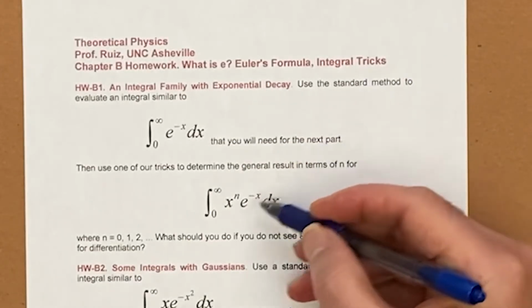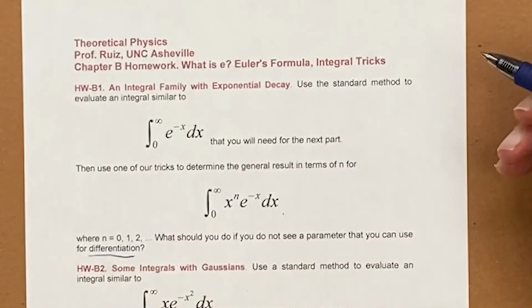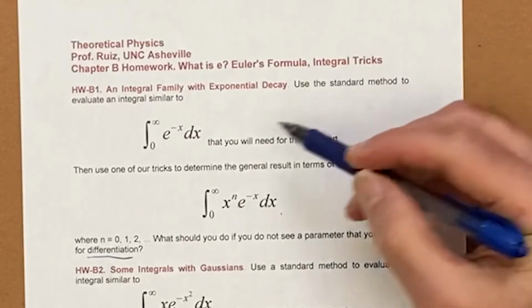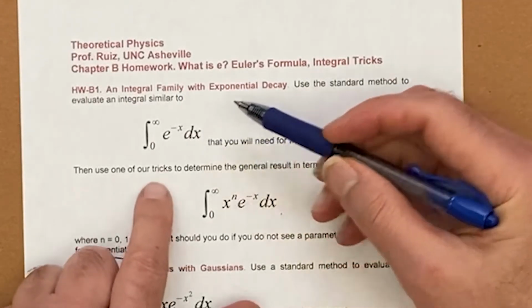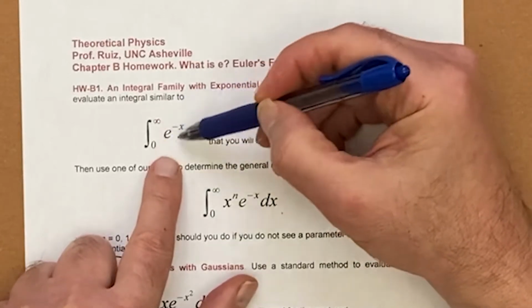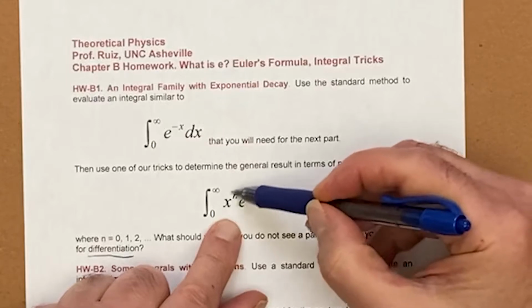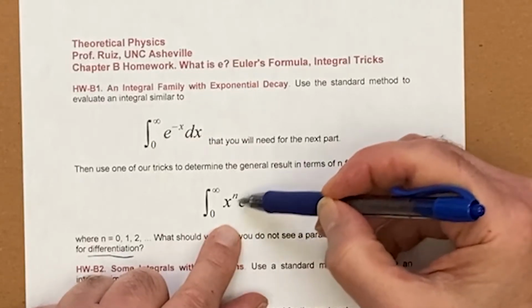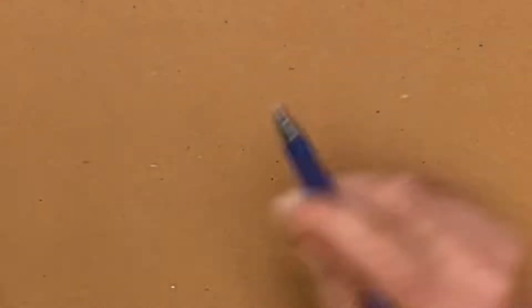We've gotten several questions on homework B1, which is to use the derivative trick. You can see here differentiation is down there. So let's go look at the notes, the textbook, and see how we handle this. So we have something with an exponential, and we want to be able to put in an x to the n in there like that. So let's look at the derivative trick.